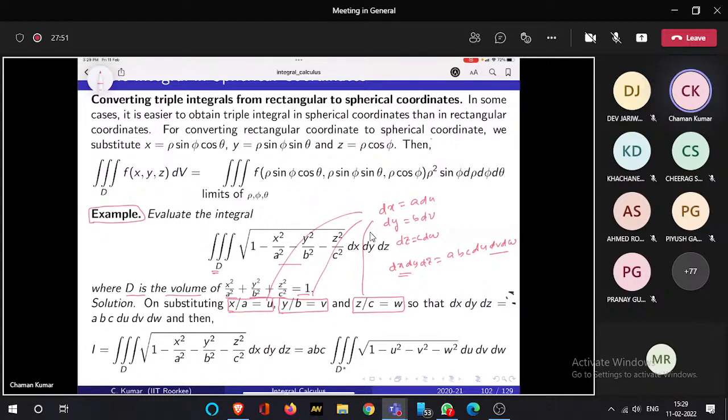So from one rectangular coordinate system, we are moving to another rectangular coordinate system. First it was x y z, now you have u v w. Okay, fine.